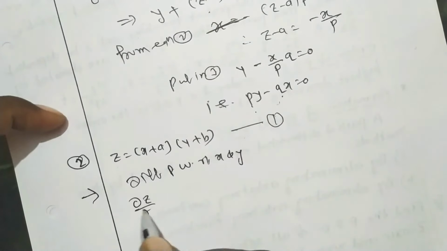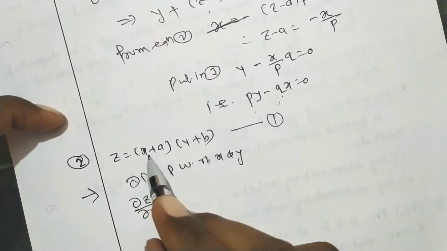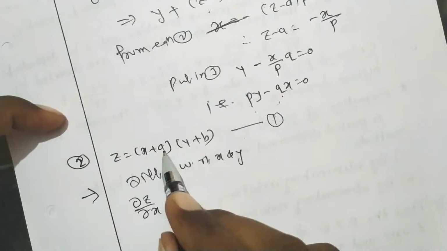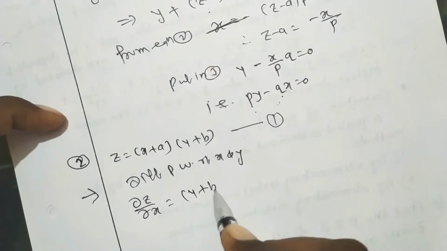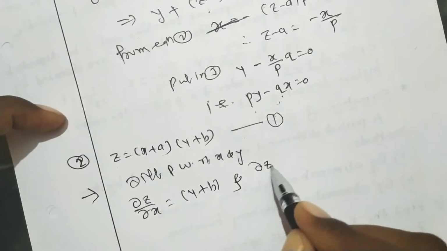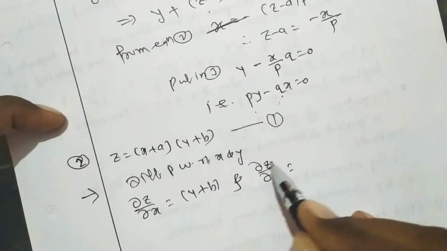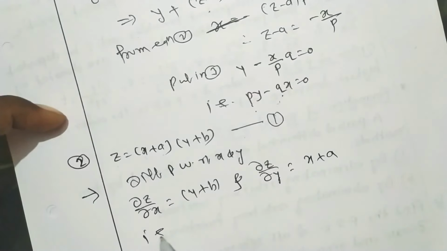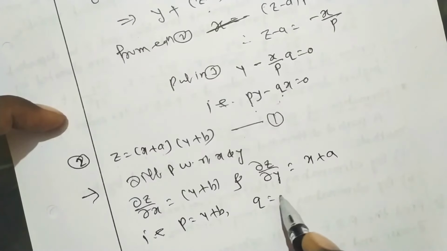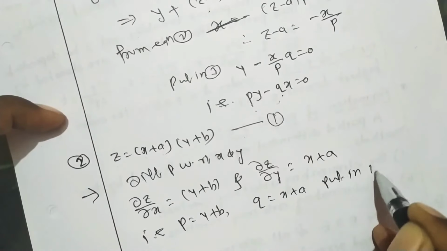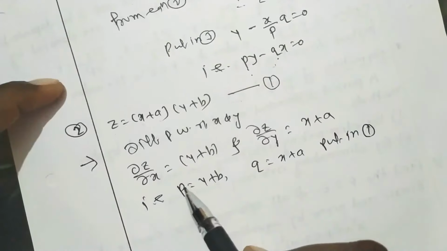So dabba z by dabba x is equal to, what will come? The derivative of (x plus a): the derivative of x is 1 and the derivative of a is 0, and here y plus b will remain. And if we take the derivative of z with respect to y, that is dabba z by dabba y, is equal to x plus a will come. This is p is equal to y plus b and this is q is equal to x plus a.